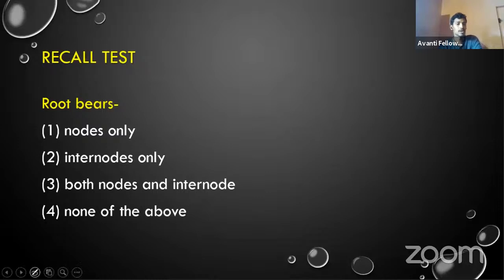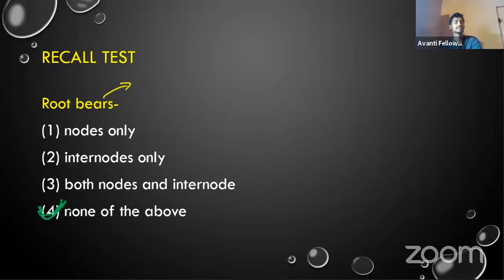So simple. While discussing the root, we mentioned one thing, that roots do not have any nodes or internodes. It does not have any buds or anything. That means you can't find a node or internode. So the correct answer is none of the above.